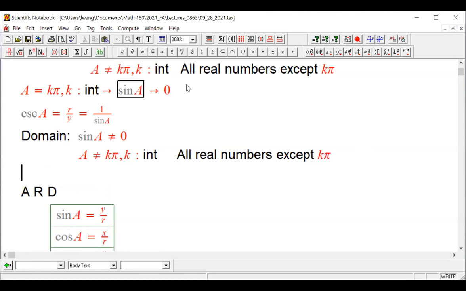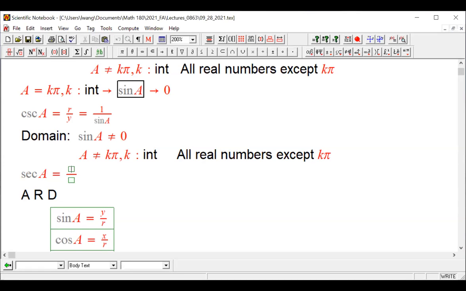How about secant? Even though these functions are less commonly used, they're still used. Tangent, cotangent, you need to know them in Calc 1 and Calc 2. Secant is R over X, so this is 1 over cosine, right?